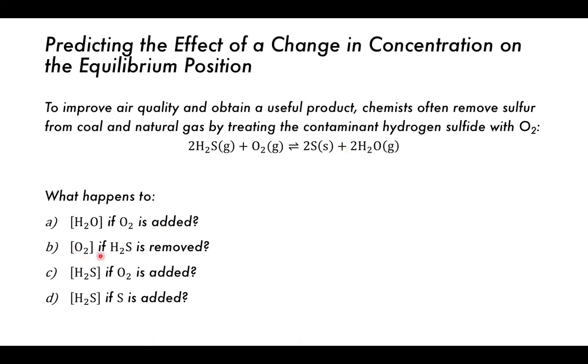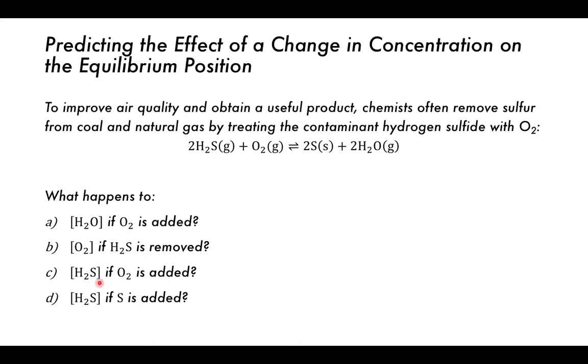Now, part B, what happens to the concentration of oxygen if H2S is removed? So we're decreasing the concentration here. So the equilibrium will move to produce more on this side. So these will be consumed to produce more of this, which means the concentration of this will increase, because in order to produce this from these reactants, we must also produce this. So the concentration would increase.